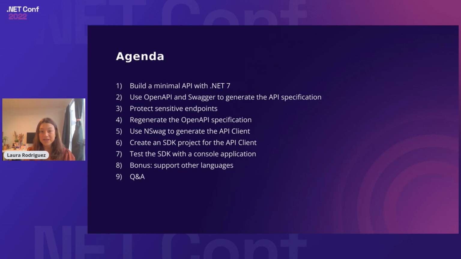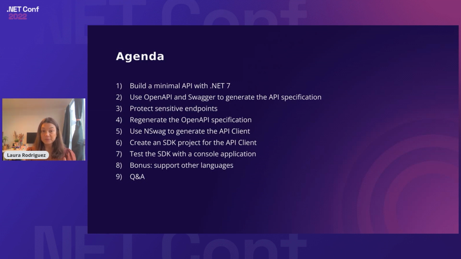And once we have our API ready, we're going to see how you can generate the API specification thanks to the OpenAPI feature and Swagger. After that, we're going to protect our sensitive endpoints, and we're going to see how that is reflected in our API specification. Then we are going to use the API specification to generate our grocery API client with NSwag, and then we are going to create our grocery SDK project using the generated client.